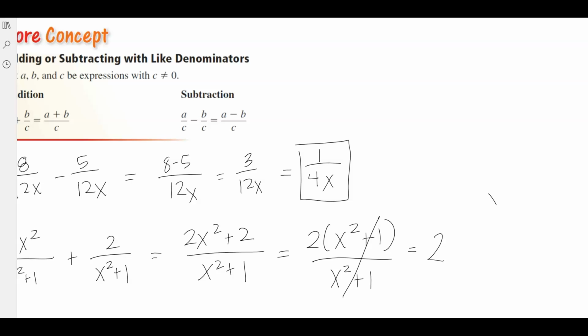But remember, we include our restrictions. So we subtract 1. So you have x squared equals negative 1. So remember when this happens, it makes an i. So you'll have an imaginary restriction. So we don't include that in our restrictions if it's an imaginary number. So the answer would just be 2.